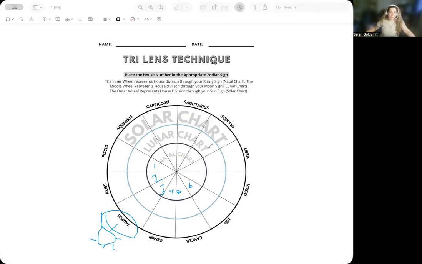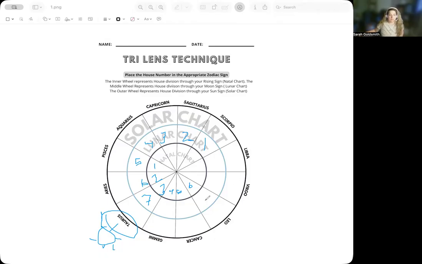My moon sign is in Scorpio. So now I want to count from Scorpio. Scorpio 1. This is also where it gets weird when you're at different sides of the chart. 3, 4, 5, 6, 7. So now I'm gonna just stop at 7 because we know now Taurus rules my moon sign's seventh house.